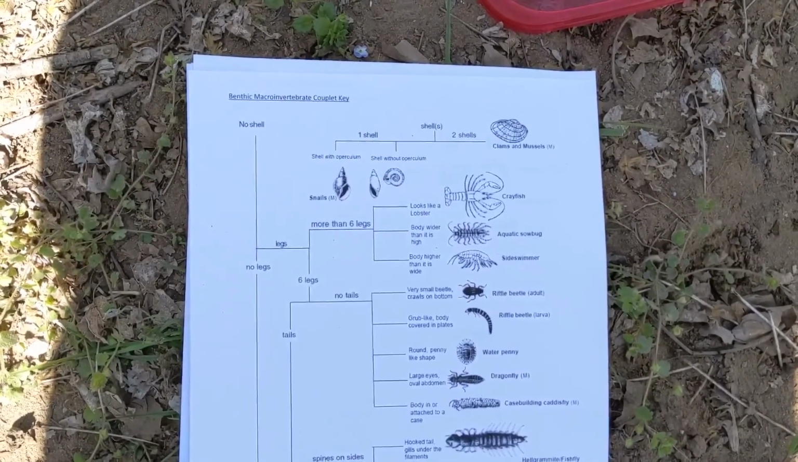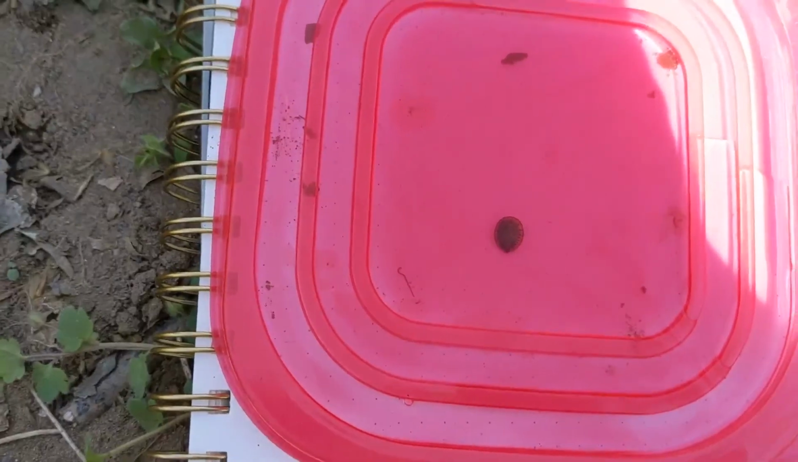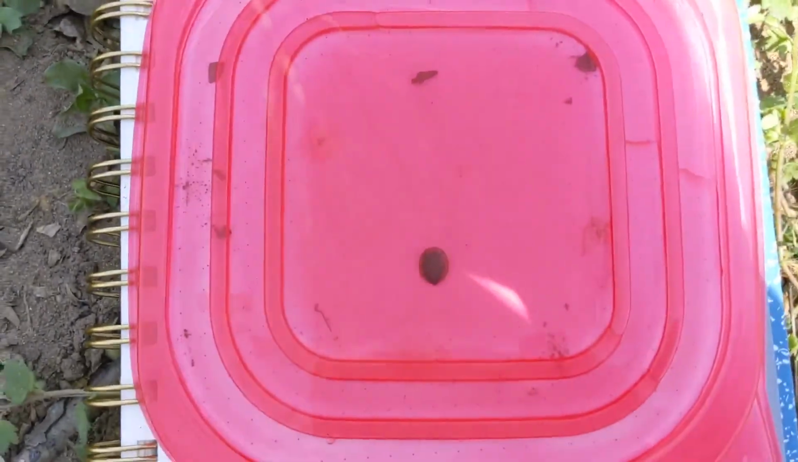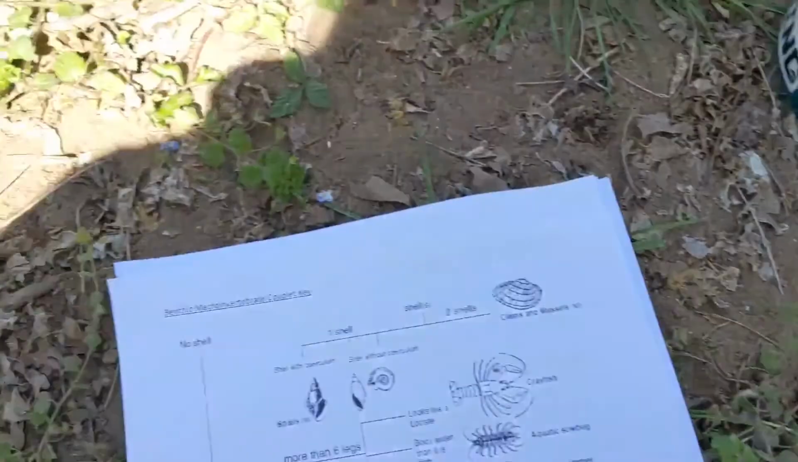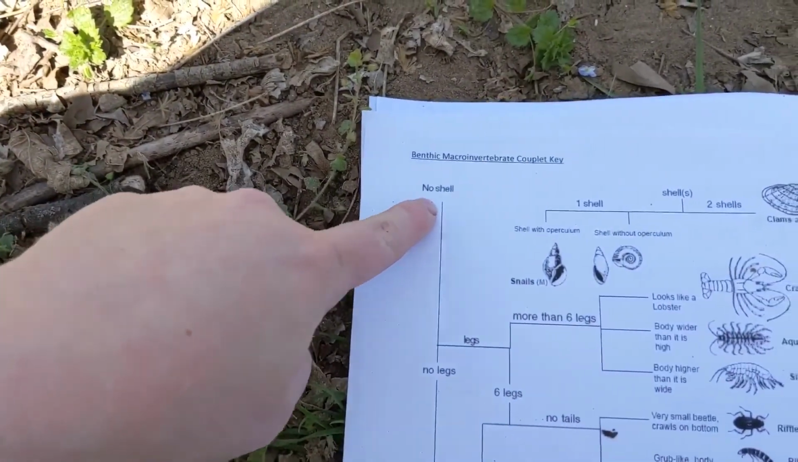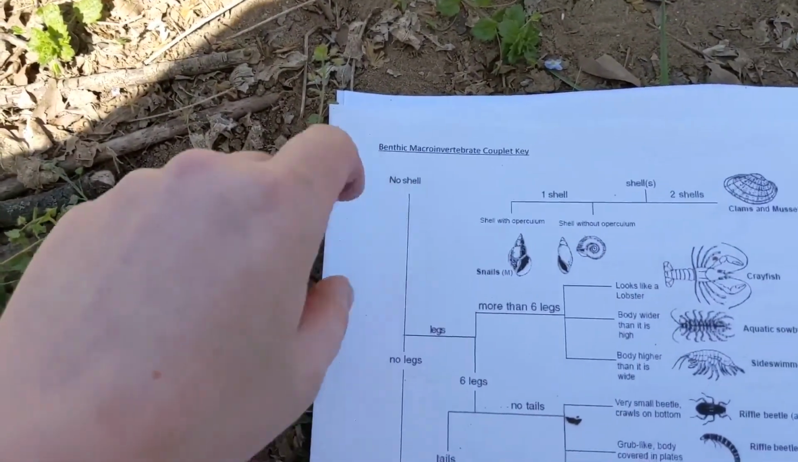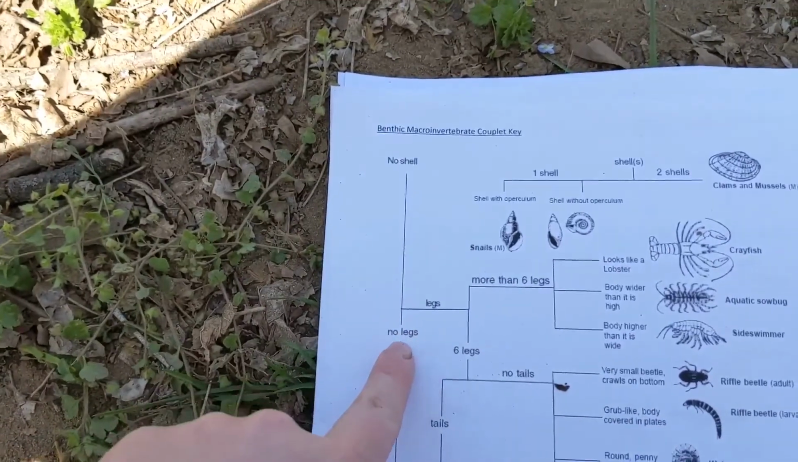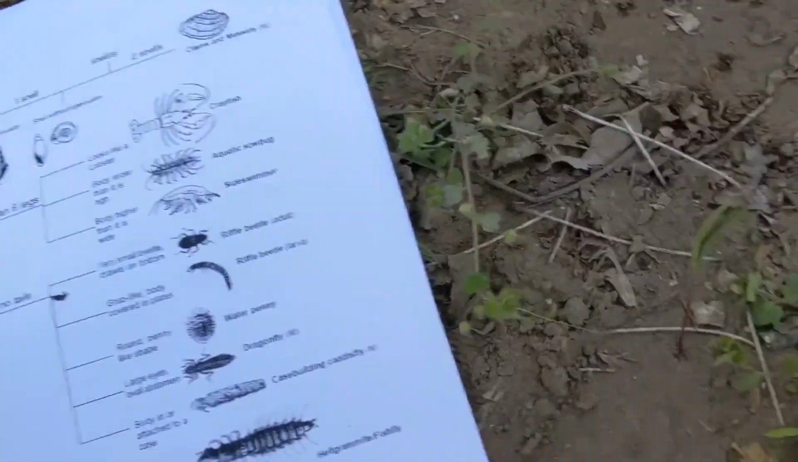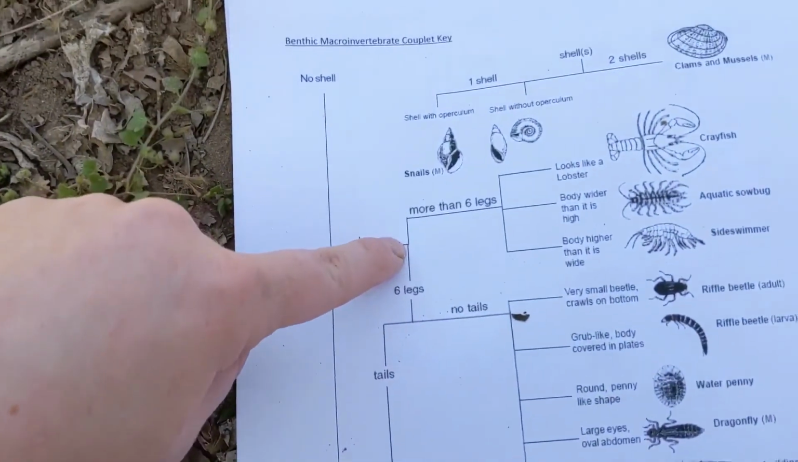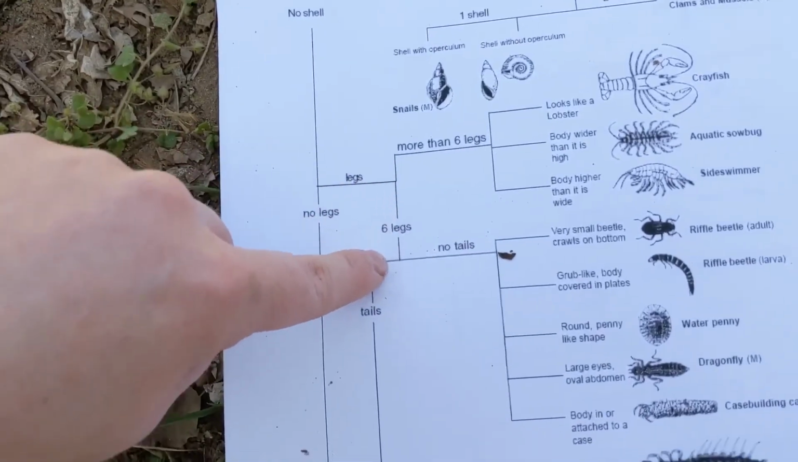This is our macroinvertebrate couplet key. So this is the invertebrate that we are going to go through our key and find out what it is. So we start off, does it have a shell? It does not have a shell. Does it have legs? Yes, it has legs. Does it have more than 6 legs? You can't really tell from the video, but it does not have more than 6 legs.